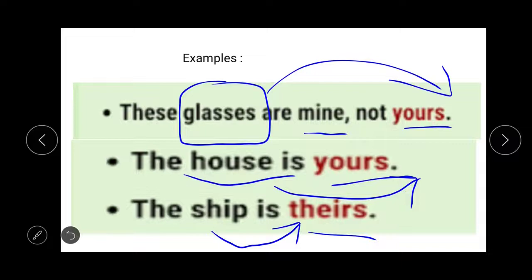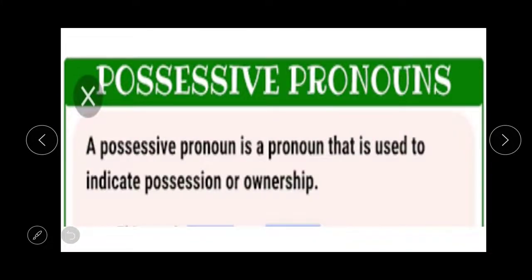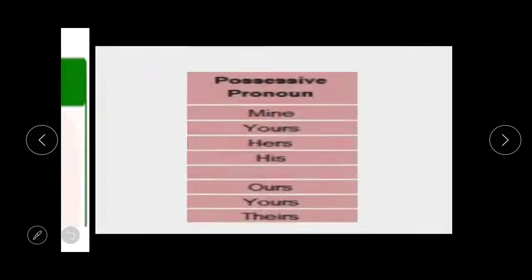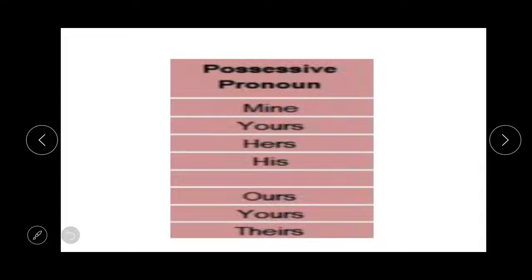Now students, let me show you the definition of possessive pronoun. A possessive pronoun is a pronoun that is used to indicate possession or ownership. This possession means to belong to somebody particular. So students, a few commonly used possessive pronouns are mine, yours, hers, his, ours, yours, and theirs. I hope that you all have understood the definition and the common possessive pronouns.